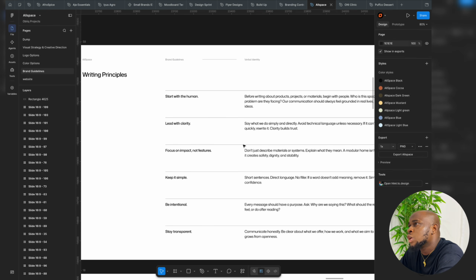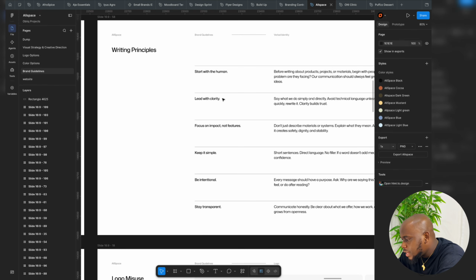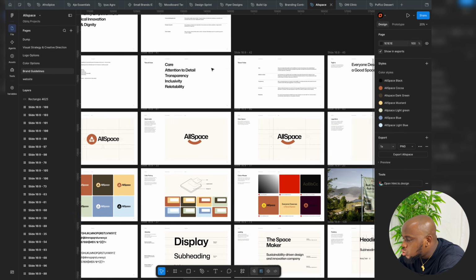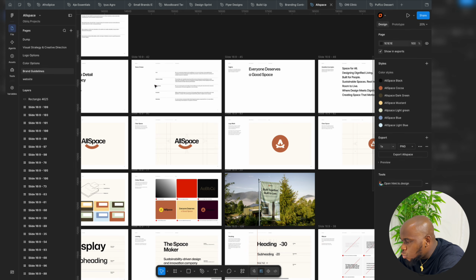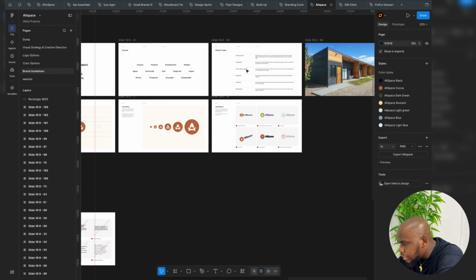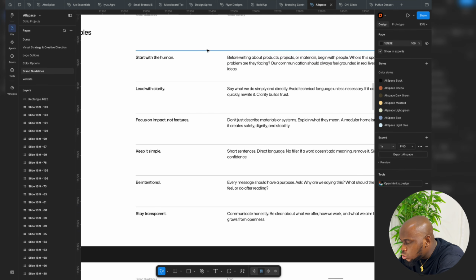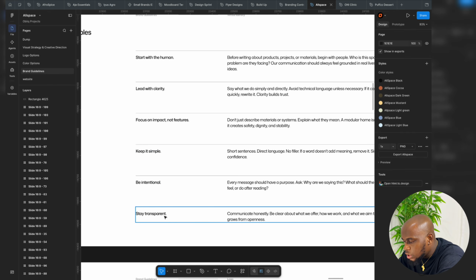Because if you're not working on things like tone of voice and keywords, how do you get ideas as to what the logo should look like? Do you get? So we now started defining writing principles. This is a derivative of the tone of voice, because what we sound like tells you what the writing principles should be. So we're thinking of things like start with the human, lead with clarity, focus on impact, not features, keep it simple, be intentional, stay transparent.